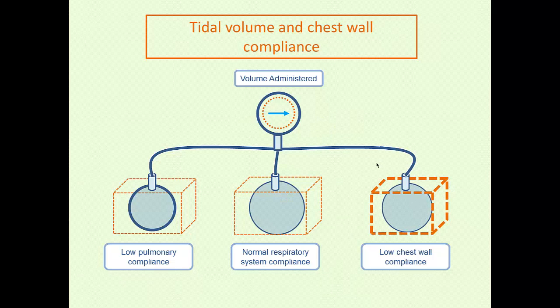Well, what do you think is going to happen in this situation? Decreased chest wall compliance. The lung will increase, but the chest wall will not move nearly as much, and there will be a greater pressure generated. The intrathoracic pressure or pleural pressure in this situation will be much augmented.